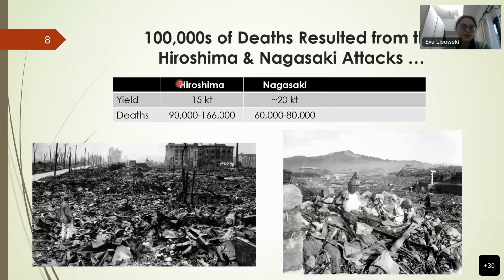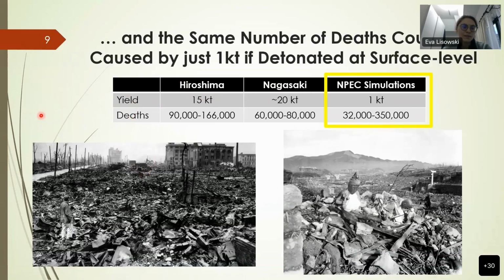Well, from the Hiroshima and Nagasaki attacks, which are again 15 and 20 kiloton weapons respectively, it was hundreds of thousands of deaths. And this is just a quick refresher of these casualties. These are some numbers that people have estimated. However, according to my simulations and also some others before me, other people have done this similar work, you don't actually need a 15 or 20 kiloton yield to produce these kind of casualty numbers.